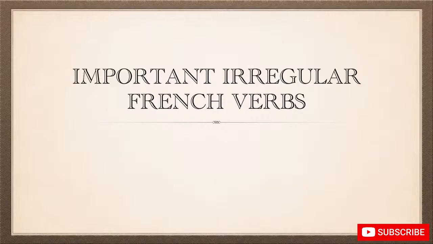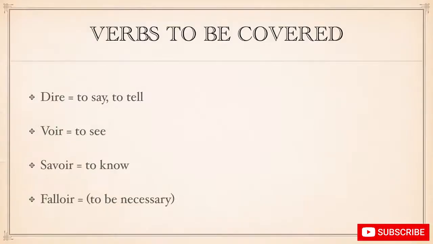Salut. And today we're going to be talking about important irregular French verbs, which is part of the 100-day French challenge. So the verbs that we're going to be covering today are dire, which means to say, to tell, voir, which means to see, savoir, which means to know, faire, which means to do or to make, and then falloir, which means to be necessary.